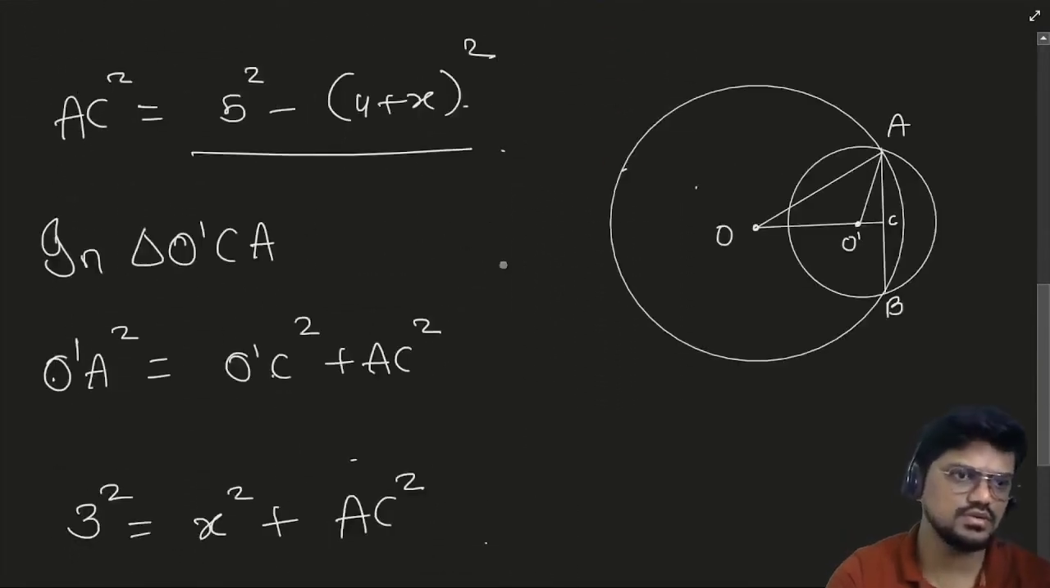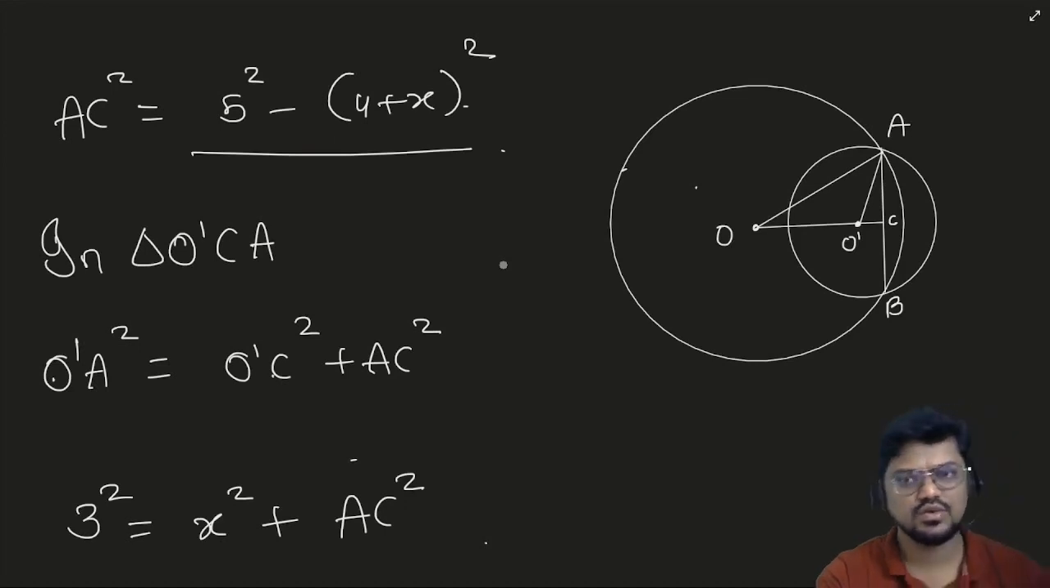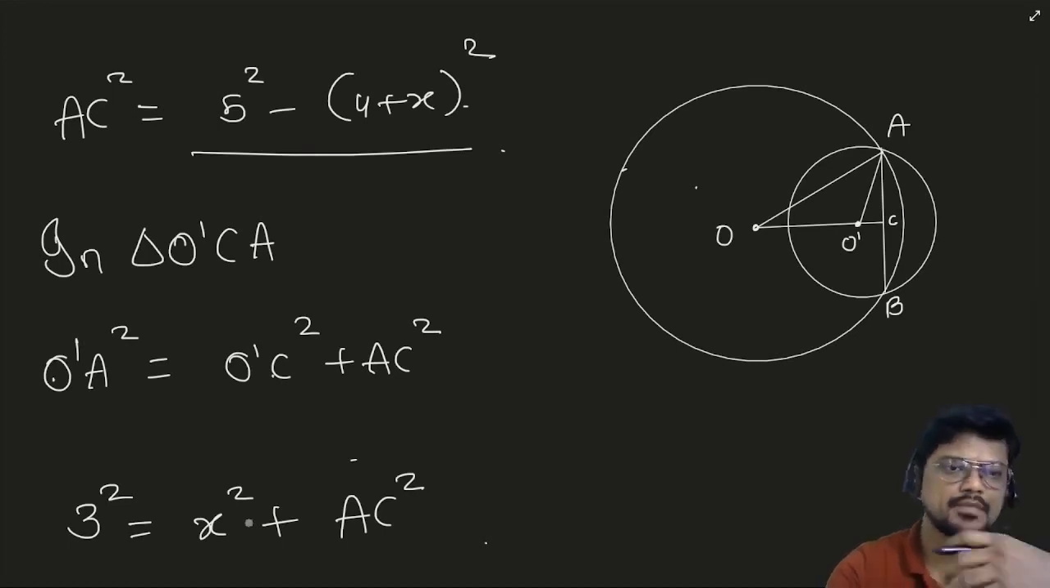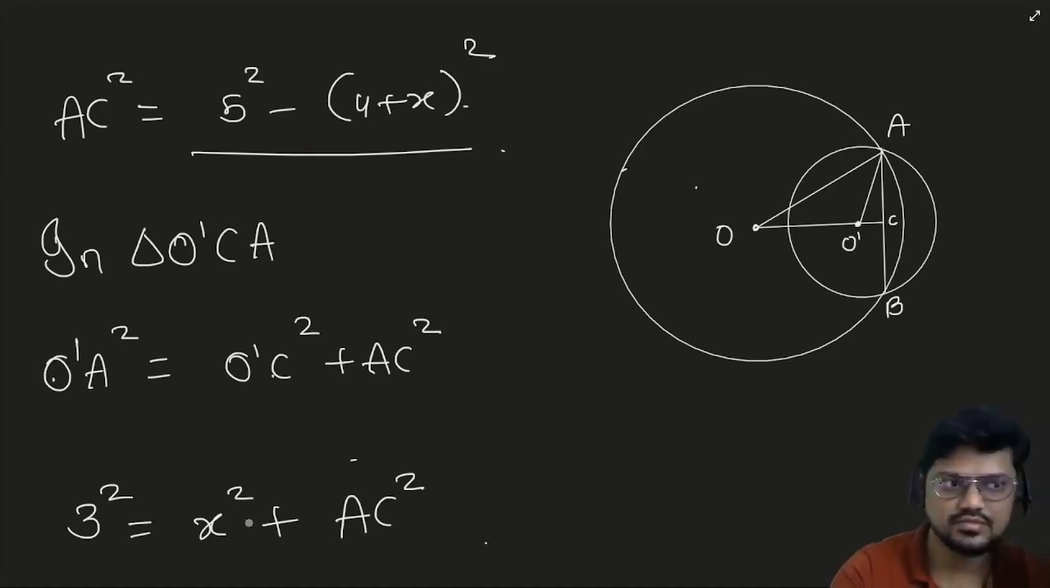Sir, OC should be like the distance that is 4 centimeter, right? No, it is OO dash because that is the distance between the two centers. O dash C, we have taken O dash C as X, no? So we can solve by Pythagoras theorem, right? Wait, wait.